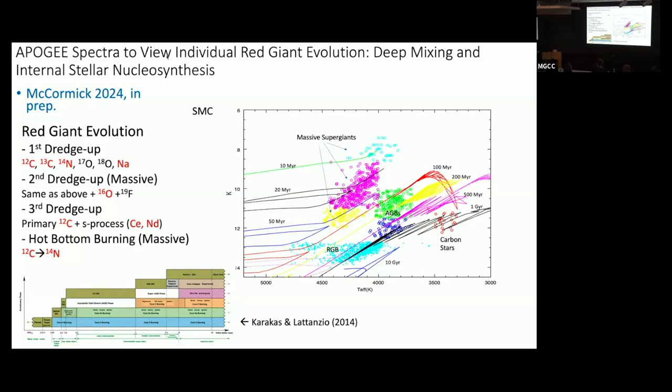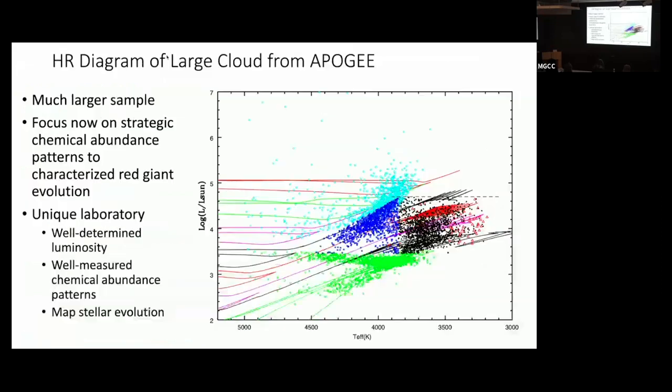And this is going to be the basis of Carolyn's thesis. She currently is working on a paper on the first dredge up stars, the RGB stars, but we'll eventually move into mapping this whole diagram. And I just wanted to show them the SMC was that one. The LMC, we have a much larger sample.